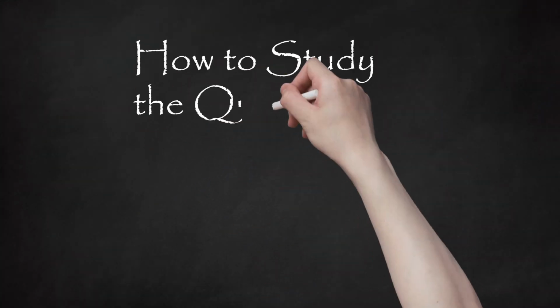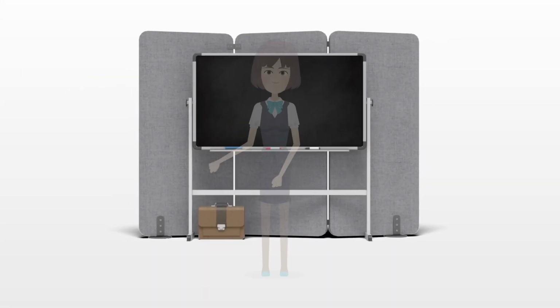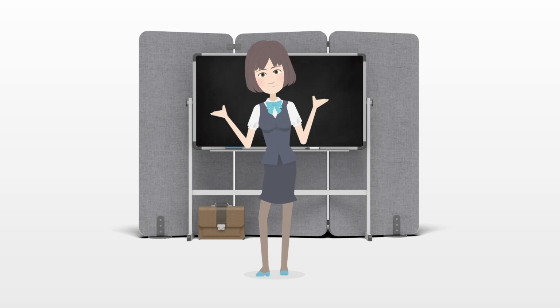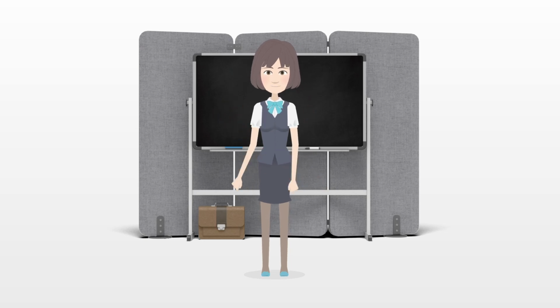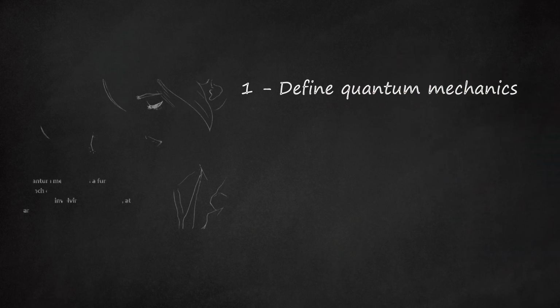How to study the quantum theory of matter and light. This article gives an overview to help you study the subject of quantum mechanics and its applications in theoretical chemistry. Steps. 1. Define quantum mechanics.